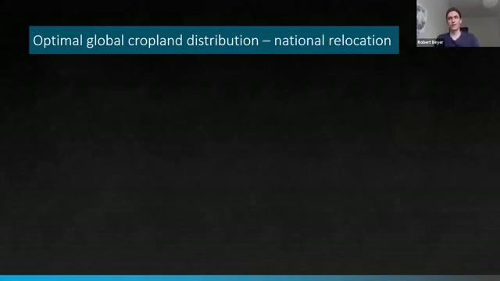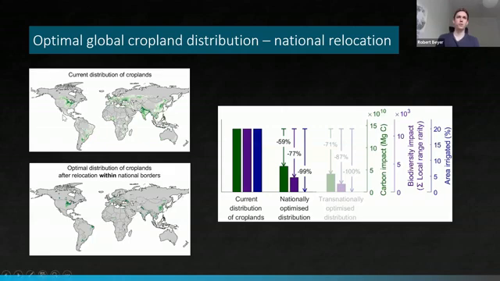In our previous analysis, we assumed that we relocate all croplands across national borders, and that's obviously an extremely unrealistic scenario. So we then spent the second part of the paper trying to relax this assumption and make the analysis a bit more realistic. The first step was to assume that croplands are not relocated across national borders, but within national borders. And the results for this are shown here.